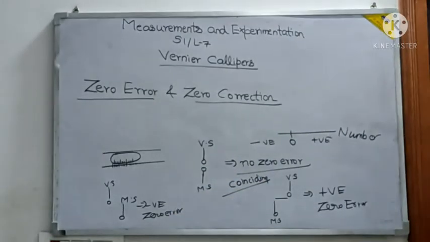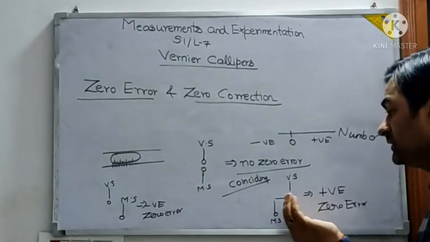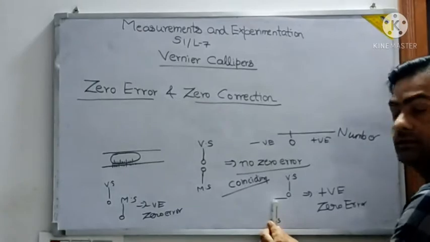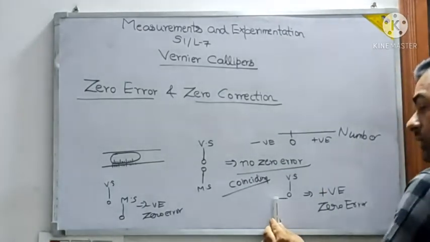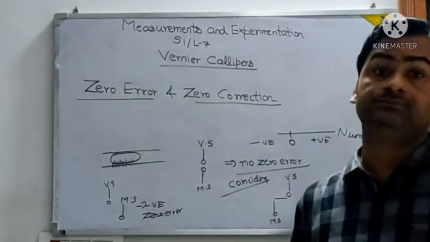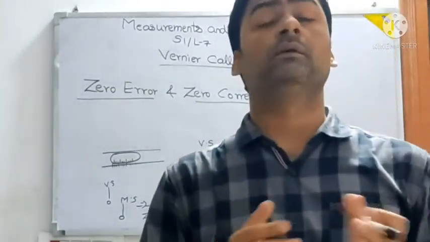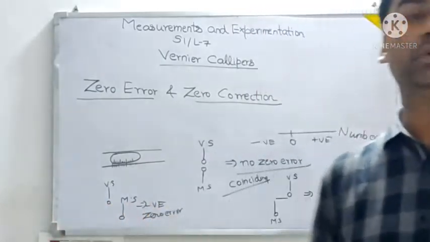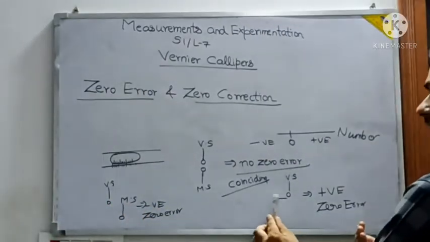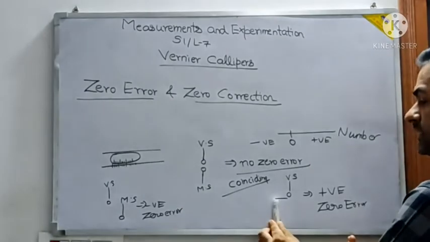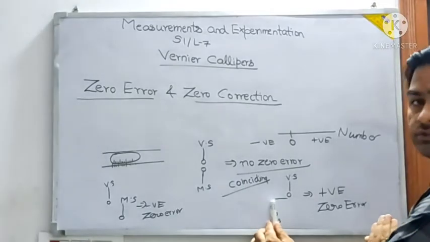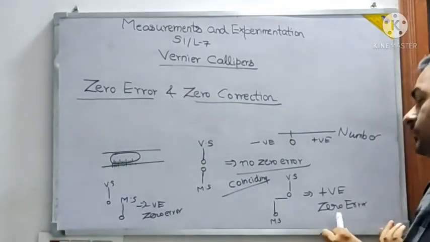So positive zero error is said to occur when the zero of the vernier is on the right hand side. So consider this main scale as what? Zero of the number line, and whatever is on the right hand side means what? Positive. So zero error is positive. By this you can remember it easily without mugging up, because you are very familiar with the number line, you are drawing it also. So consider the main scale zero as the zero of the number line. So if something is on the right hand side, can we say it is a positive number? Yes. So that error is positive zero error.